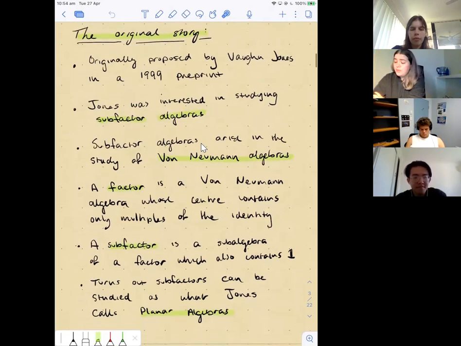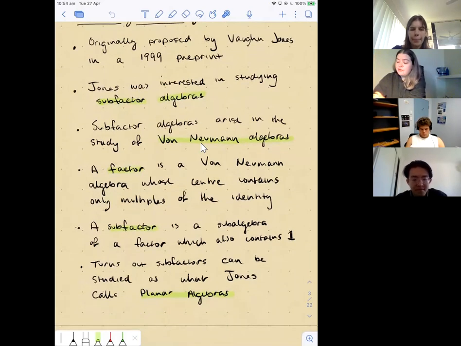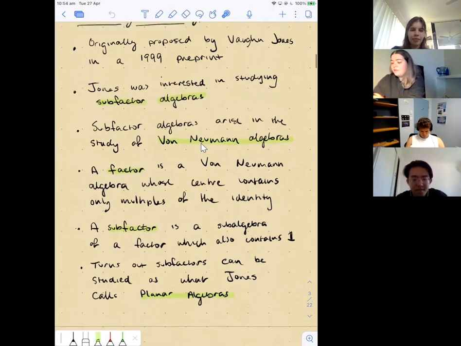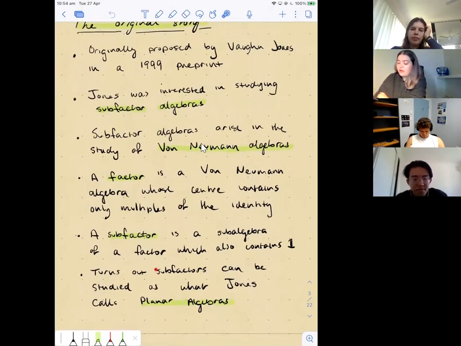And then a factor in a von Neumann algebra is a von Neumann algebra whose center contains only multiples of the identity. And a subfactor is a subalgebra of a factor which also contains the identity. And all this is to say that it turns out that subfactors can be studied as a particular type of what Jones called a planar algebra. So that's the history of how we ended up with the definition I'm eventually going to give.